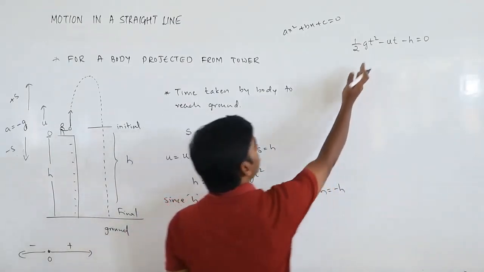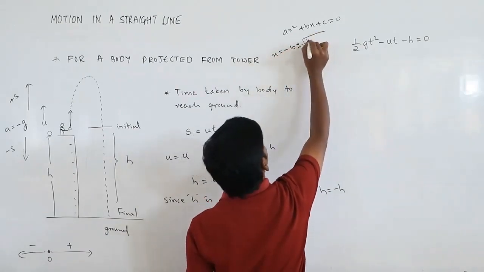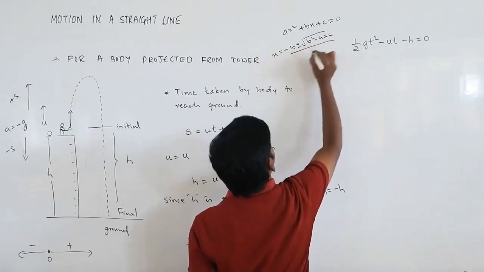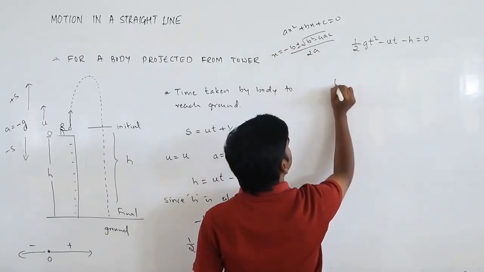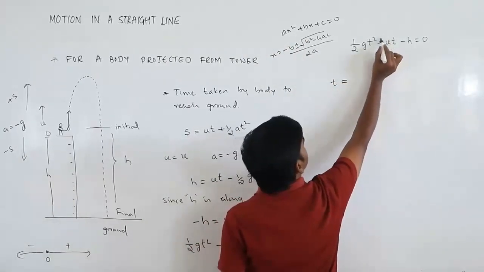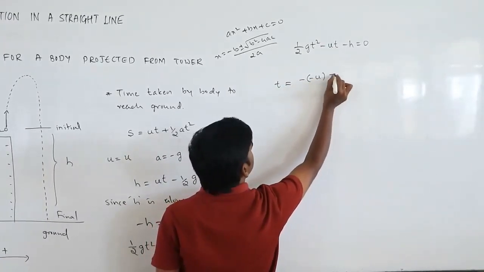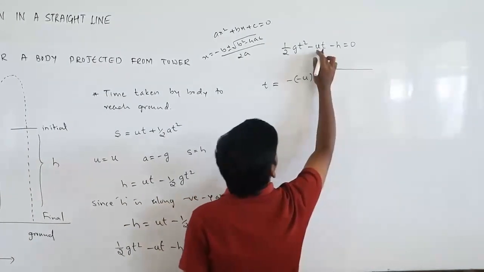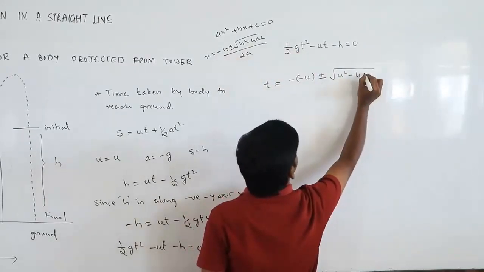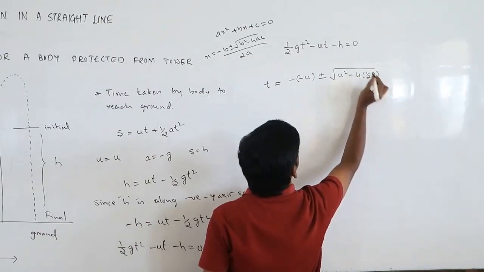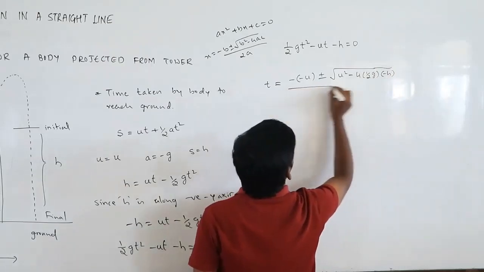So what is the root of this equation? For this one, you can write x equals minus b plus or minus root of b square minus 4ac, divided by 2a. The same thing applies here. t equals minus b, and here b is minus u, so minus minus will become plus. So t equals minus of minus u, plus or minus root of b square, that is u square, minus 4 times a, which is half g, so a is 1 by 2 g. What is c? c is minus h. So this is minus h, whole divided by 2a.